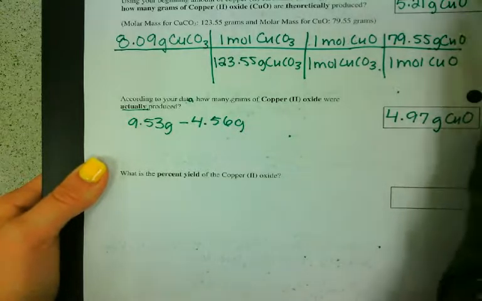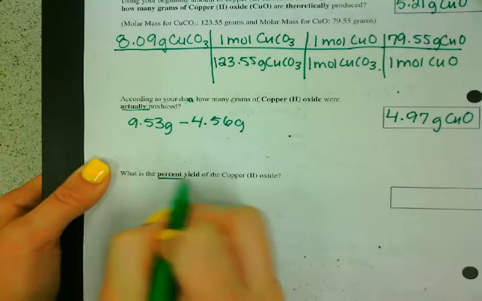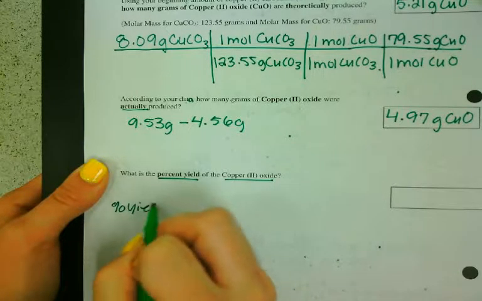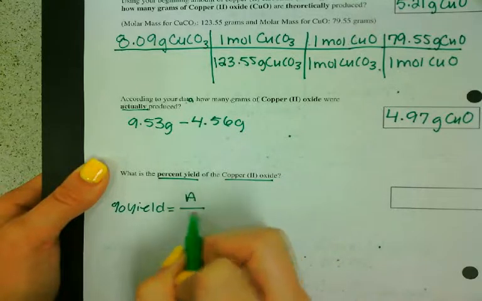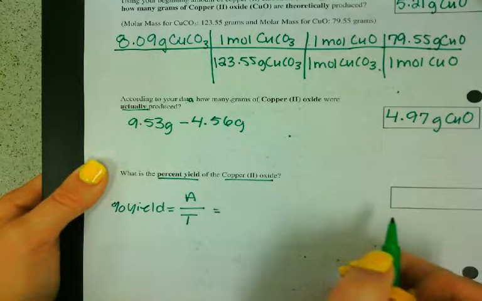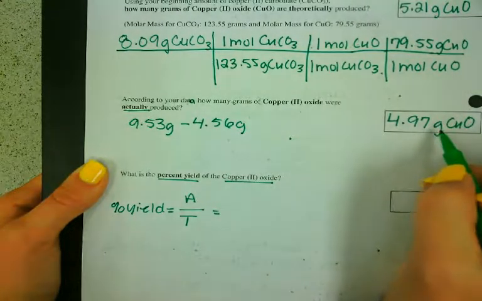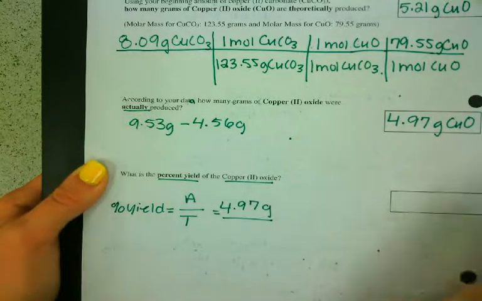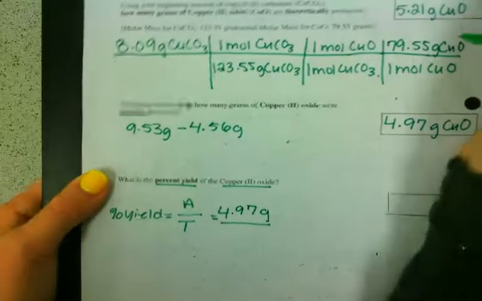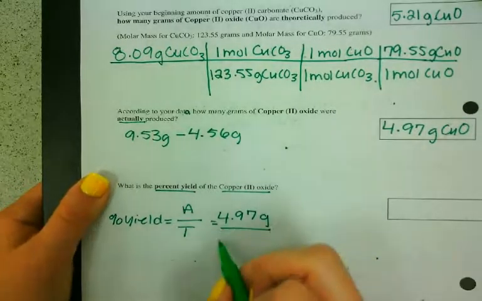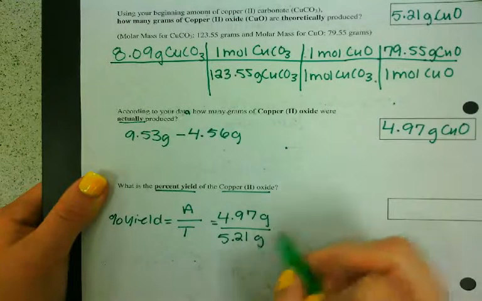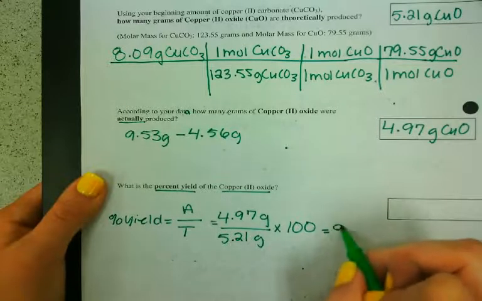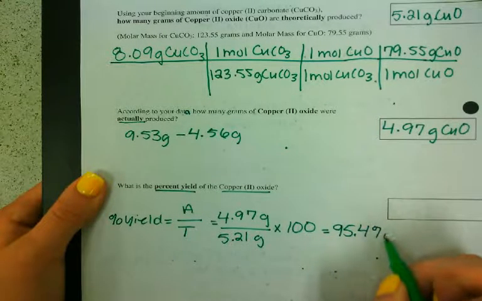Now that I know my actual yield and my theoretical yield, I can determine the percent yield of copper 2 oxide. Percent yield is equal to actual over theoretical. So my actual is what I got in the lab, which is 4.97 grams, over my theoretical, which is what I calculated, which up here is 5.21 grams. And I multiply this by 100, and I get 95.4% yield.